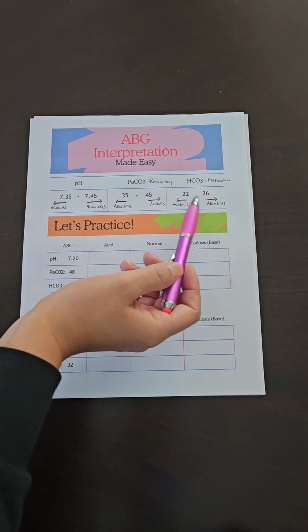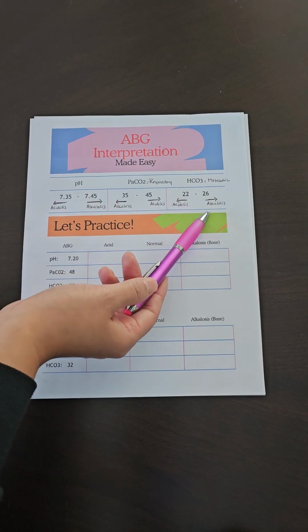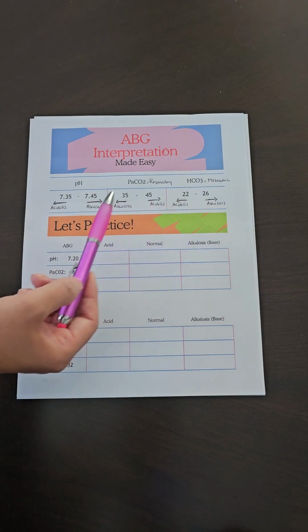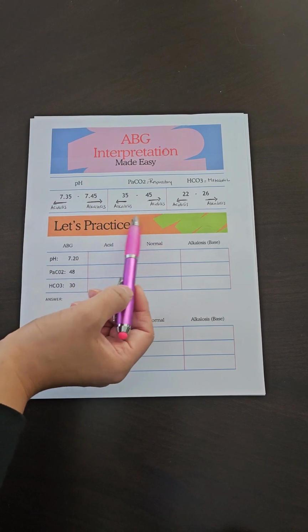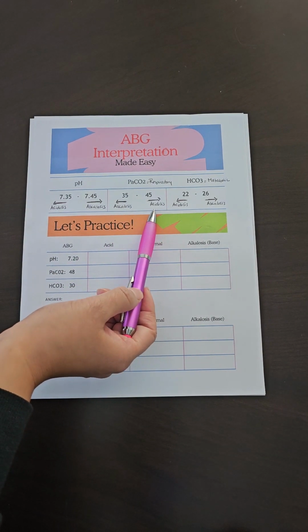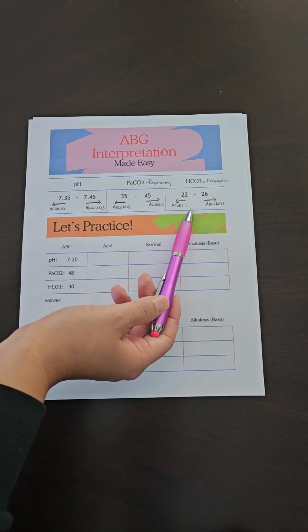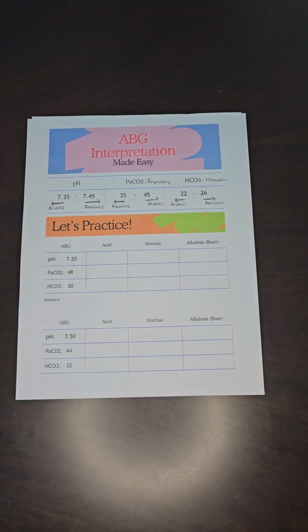Bicarb values are 22 to 26. Greater than 26 is alkalosis. Less than 22 is acidosis. Remember, with your respiratory, it's going to be reversed, okay, with the alkalosis and the acidosis versus your pH and your bicarb. So let's do a couple practice questions.